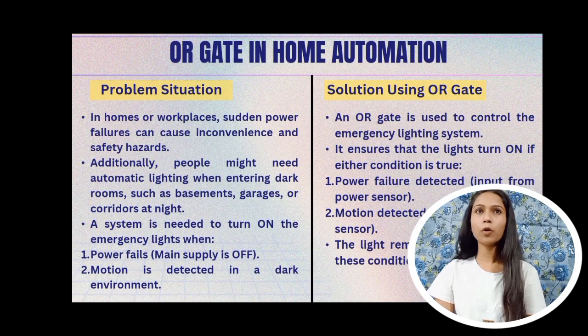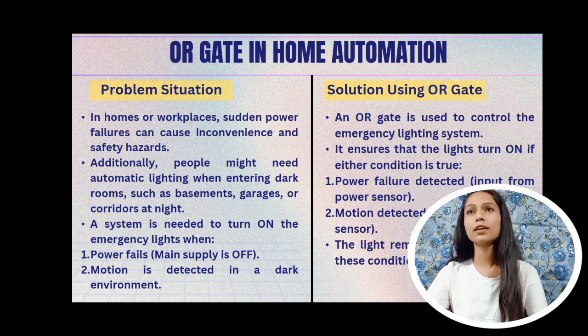OR gate in home automation. In homes or workplaces, sudden power failures can cause inconvenience. Additionally, people might need automatic lighting when entering dark rooms such as basements and corridors at night. A system is needed to turn on an emergency light when power fails and motion is detected. The solution can be achieved with an OR gate.